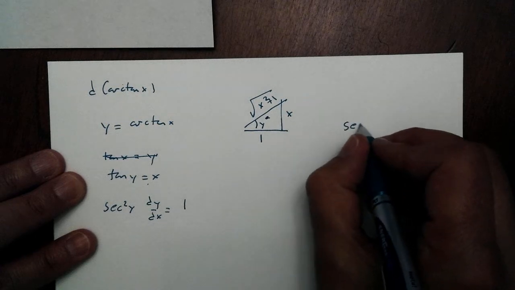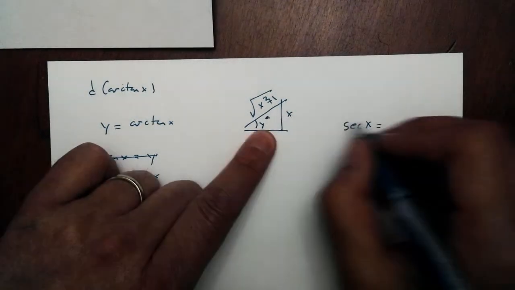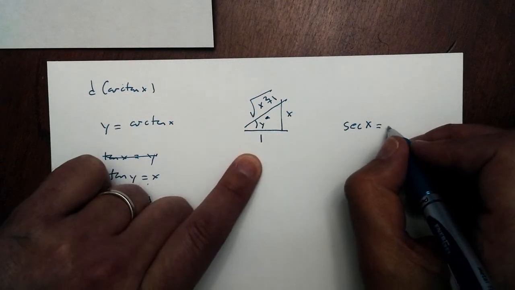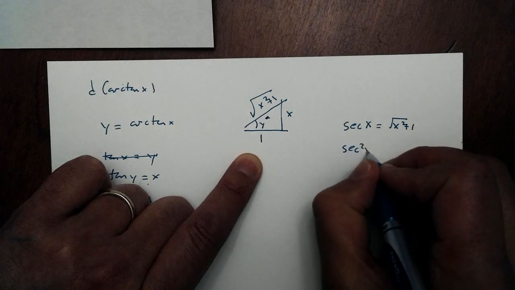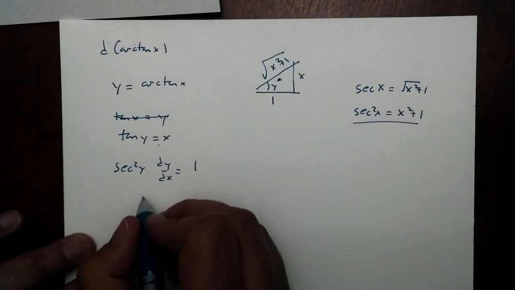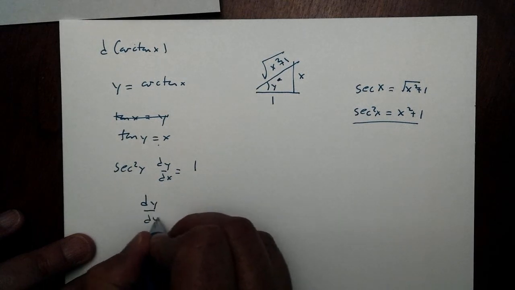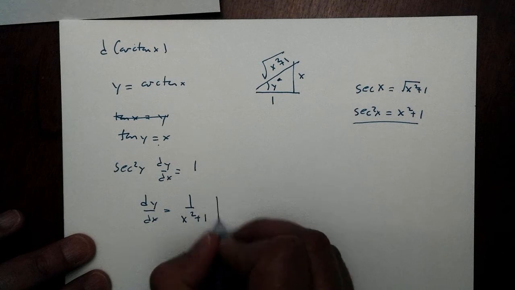So let's find out what the secant is. Secant, remember, is the hypotenuse over the adjacent, so it's the square root of x squared plus 1. Secant squared would just be x squared plus 1. So I can solve for dy dx by taking 1 divided by the secant squared, which is x squared plus 1. And you have your proof.